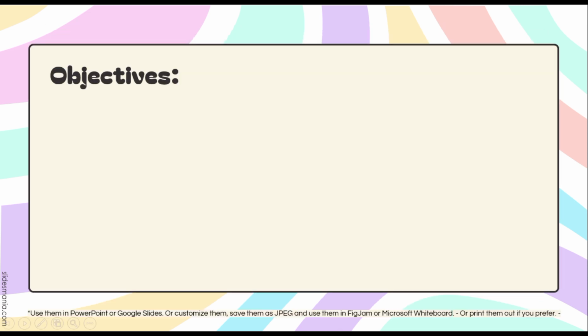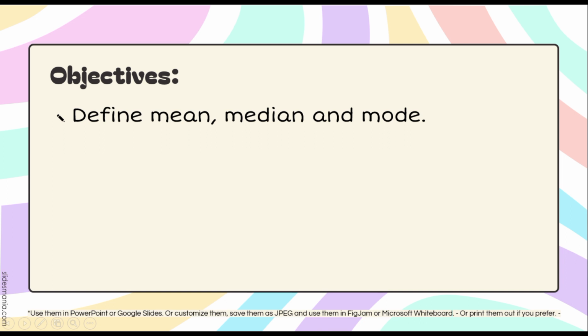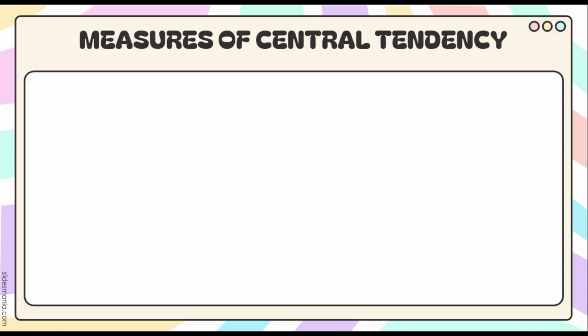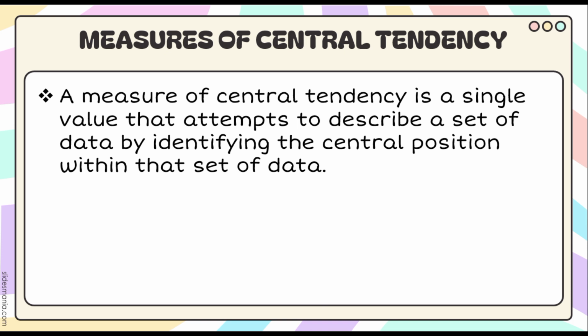So the objectives of this sharing are to define mean, median, and mode, and to find the mean, median, and mode of a statistical data. So, measures of central tendency. A measure of central tendency is a single value that attempts to describe a set of data by identifying the central position within the set of data.